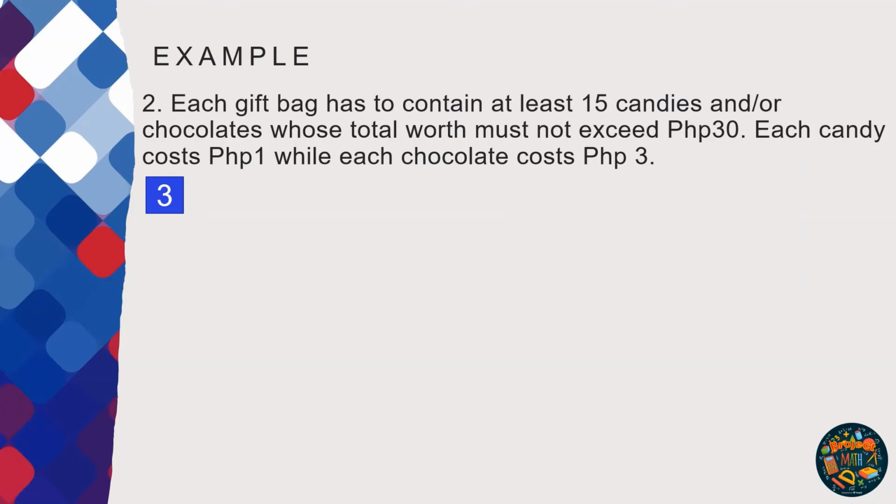Now, let us write all the inequalities. On the first inequality, the number of candies plus the number of chocolates is greater than or equal to 15. And for the second inequality, we have the cost of candy, that is 1 peso multiplied by x, so we have x plus the cost of chocolate, 3 pesos multiplied by y, which is the number of chocolates. So less than or equal to 30.